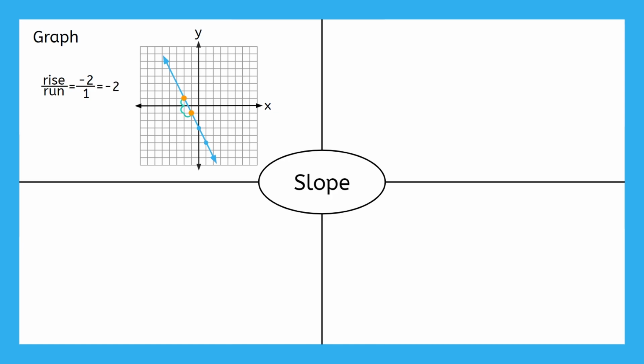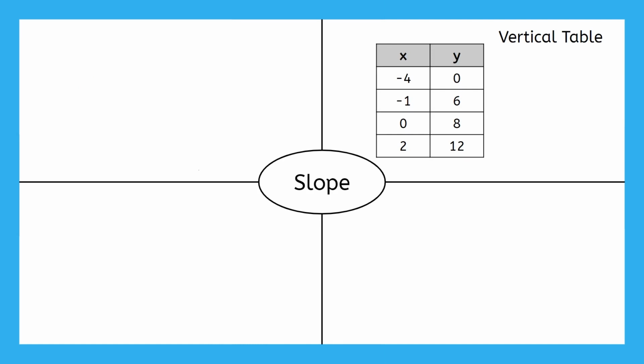Let's take a look at vertical tables. Here, this left column represents the x coordinates, while the right column represents the y coordinates. And each row in this table represents a combination of x and y that creates a point on the line. What do you think is the best way to find the slope from a table like this?